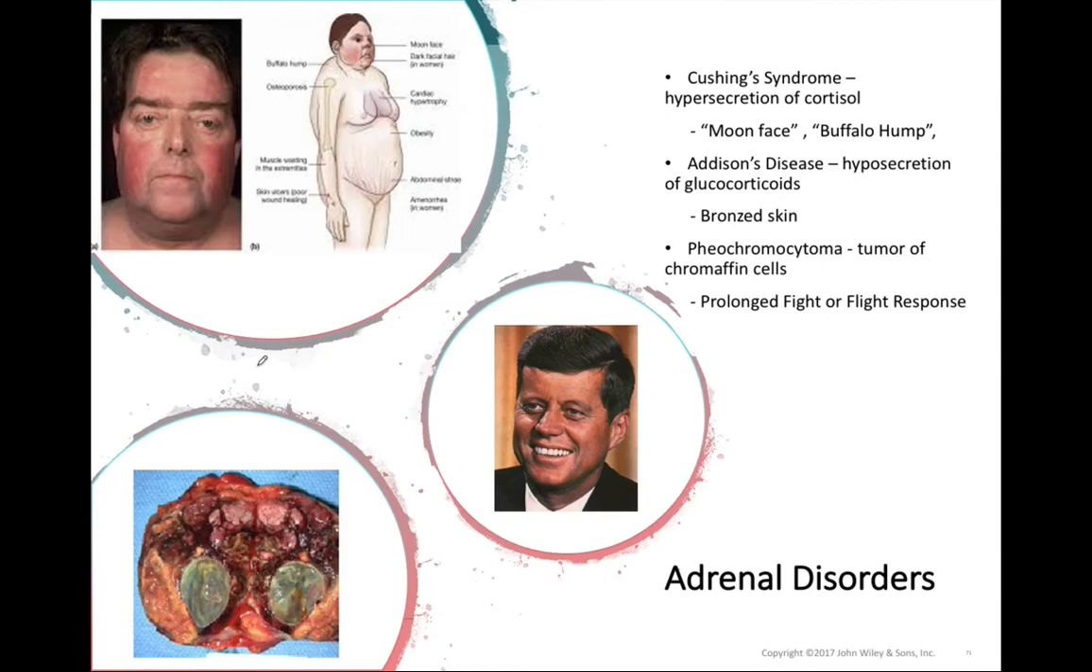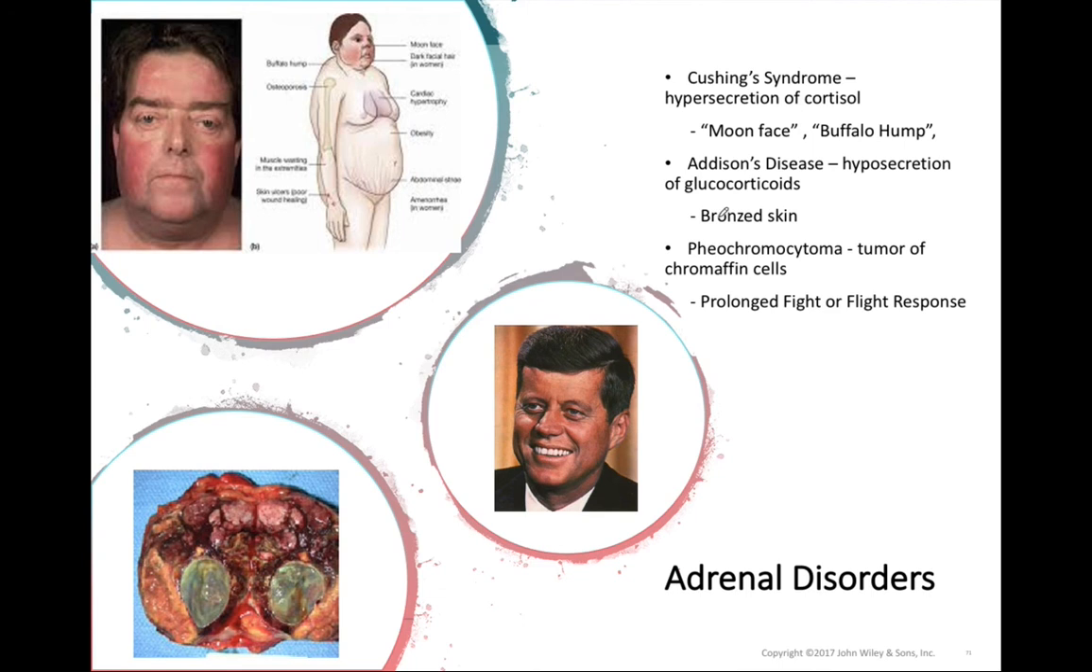So lastly, we have 3 conditions here that are related to the adrenal gland. They are Cushing syndrome, Addison's disease, and pheochromocytoma. I'll start with Cushing syndrome and Addison's disease because they are opposites. Cushing syndrome is a hypersecretion of cortisol, and Addison's disease is going to be a hyposecretion of our glucocorticoids, which I could have also written as cortisol. So just keep in mind we're talking about the same thing.